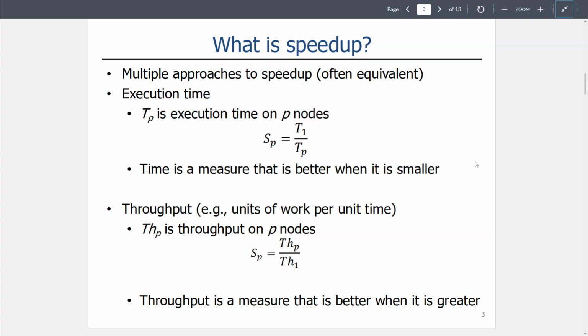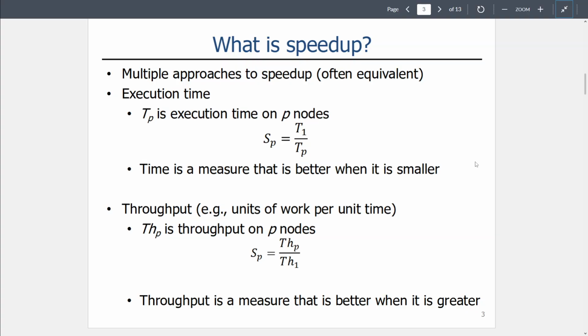Let's talk about speed up. There's lots of different ways that we can talk about speed up. The classic one is this one up here. So take your program, run it on one core, and measure how long that takes. That's T sub 1. And then take your program and run it on P nodes, or P cores, or however you want to think about it.